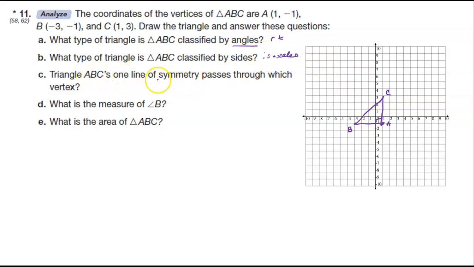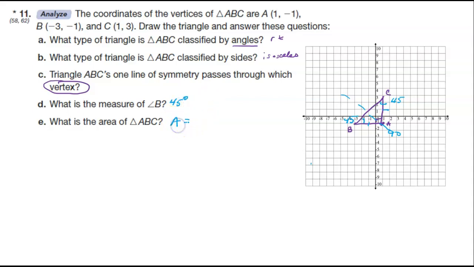Triangle ABC's one line of symmetry passes through which vertex or corner? So let me get another color. And the line of symmetry, where am I at? The line of symmetry is going to go through A. It's going to go like this so that it can fold on itself. What is the measure of angle B? So if A is 90 and these two sides are the same, that means each of these is going to be 45. So this is 45 degrees.